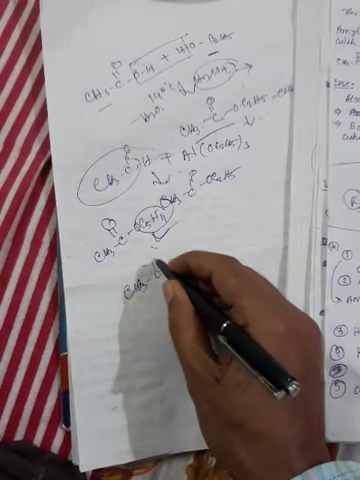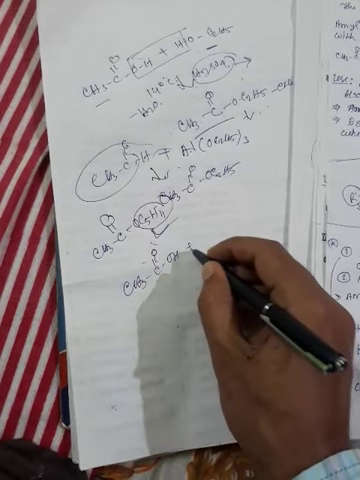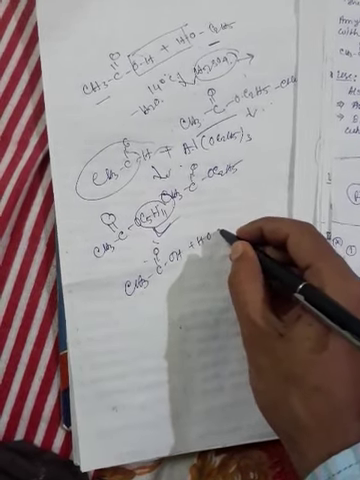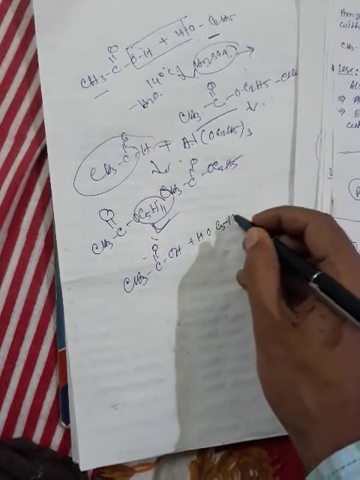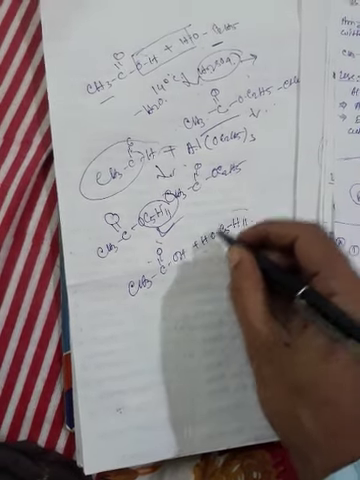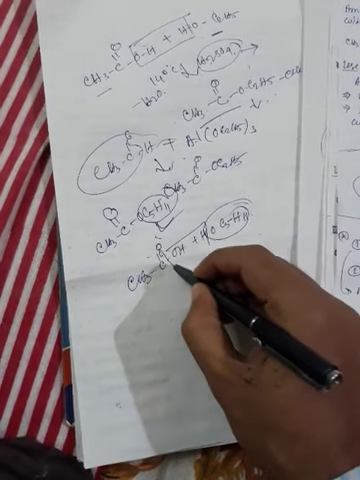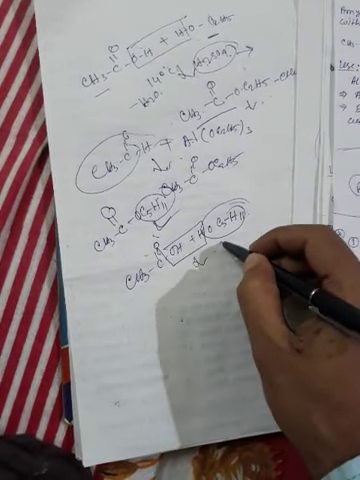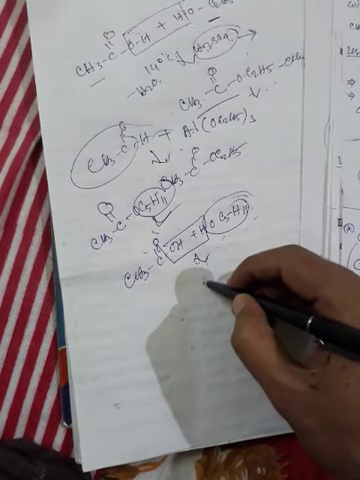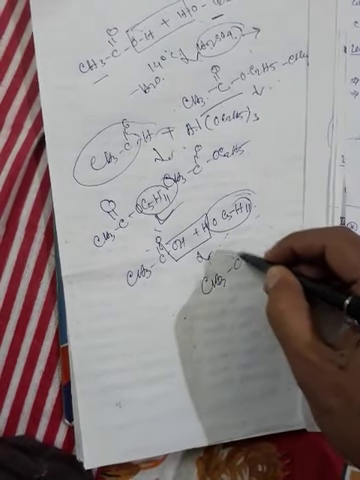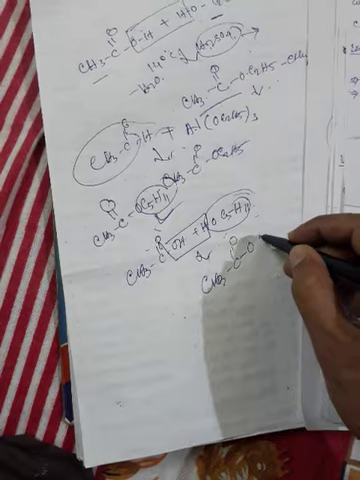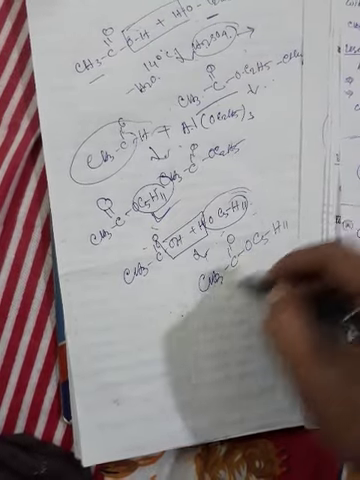Acetic acid, CH3 C double bond O OH, plus C5H11 OH. This one is amyl alcohol. Amyl alcohol reacts with acetic acid in presence of concentrated H2SO4 at 140 degrees centigrade. Then amyl acetate is produced, CH3 C double bond O O C5H11. This one is amyl acetate.